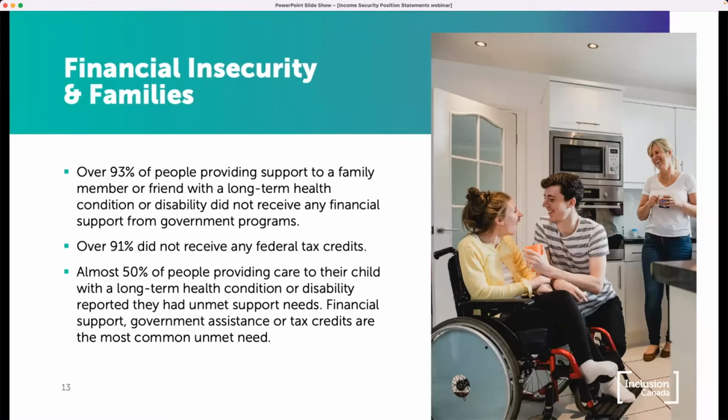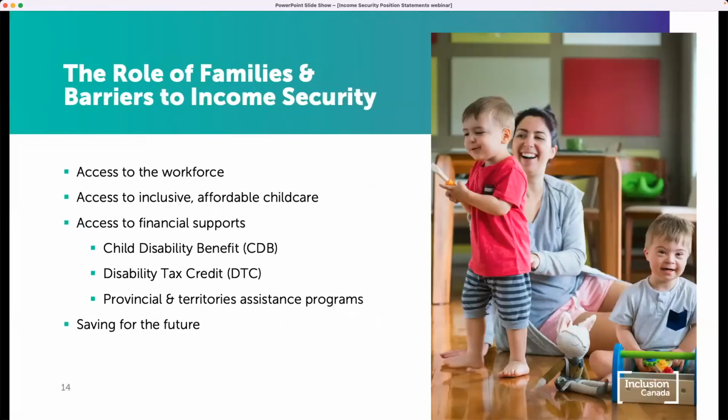The extent of this impact is not well documented. Lack of recent data collection focused on children with disabilities and their families has created a significant information gap. In reference to the role of families and the barriers to income support, there are 4 areas I'll talk about: access to the workforce, access to inclusive, affordable childcare, access to financial supports, and saving for the future.